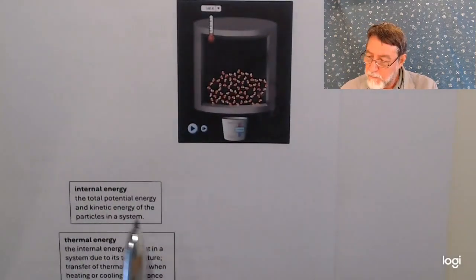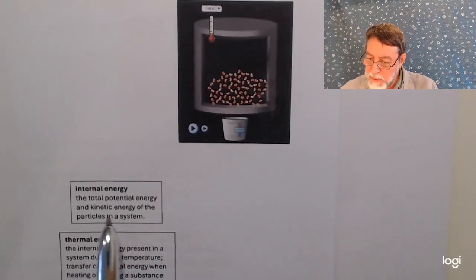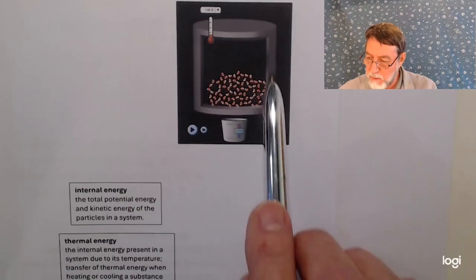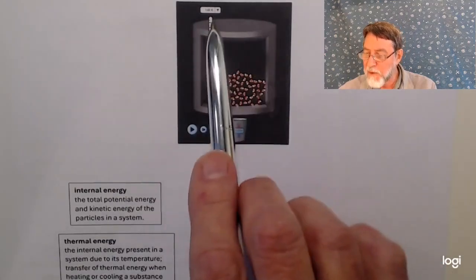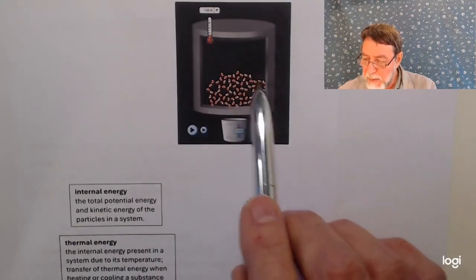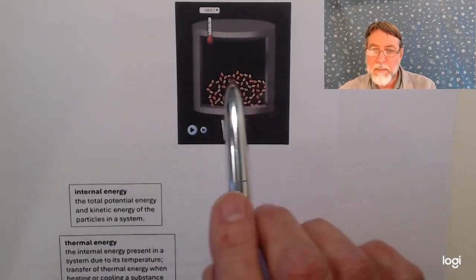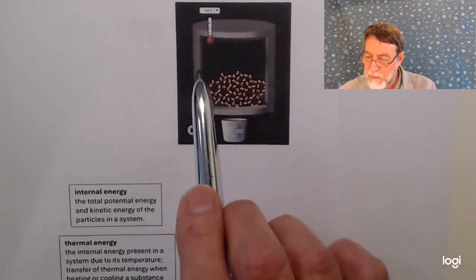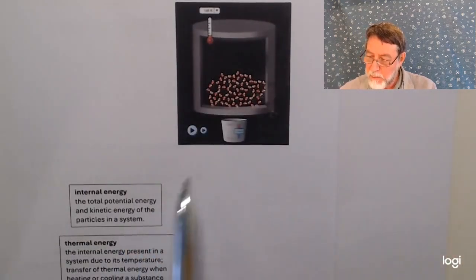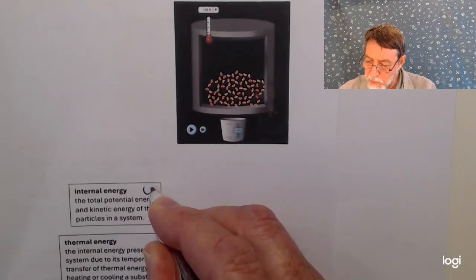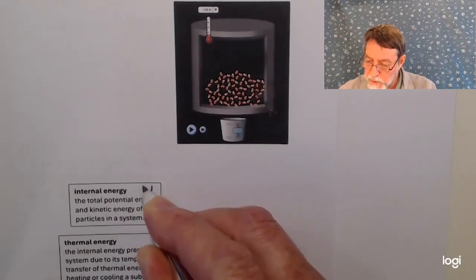Internal energy: add up all the potential energy and the kinetic energy of the particles in the system. The system refers to how you've confined, or fenced off, the matter that's of interest. So we've got that bit of water there in a container, that's our system, and within that you add up all the potential energy and all the kinetic energy, and you've got the internal energy. You will use the symbol capital U for internal energy.